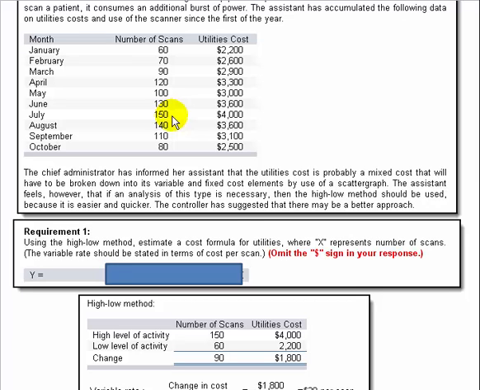So July is 150, so we write down 150, and the utility cost that goes with it is $4,000. We put that down right here. Then we scan again looking for the lowest level of activity, and that occurred in January with 60. So we take 60 and the $2,200, and write that down here. Then we book the change. We subtract the low level from the high, and we come up with a change of 90 scans and a change of $1,800 between the highest level of utility cost and the lowest.